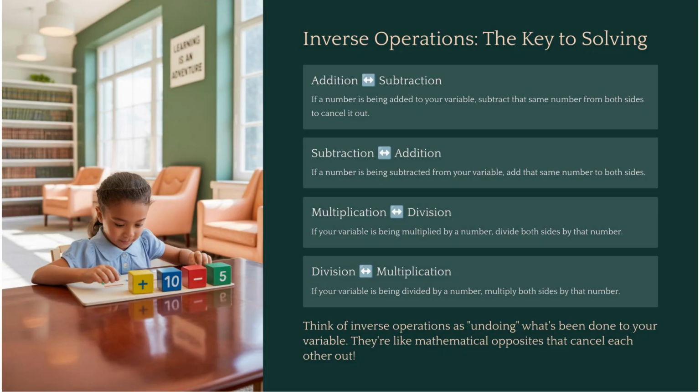To solve the equation, you need inverse operations. These are the key to isolating the variable. Think of them as mathematical opposites that undo each other. If the variable is being added to a number, you use subtraction to cancel it out. If it's being multiplied, you use division. You always apply the inverse operation to the number that is with the variable.